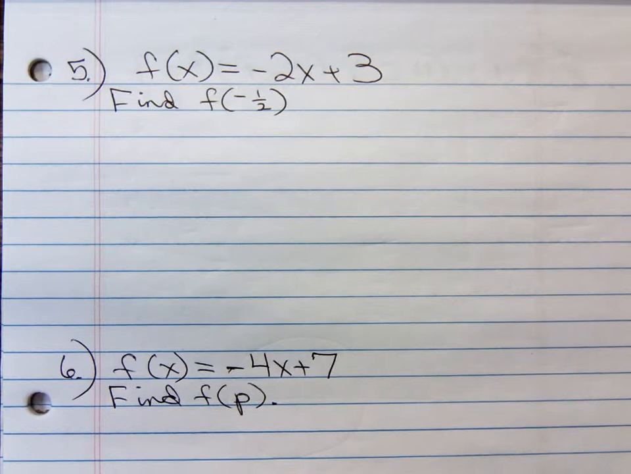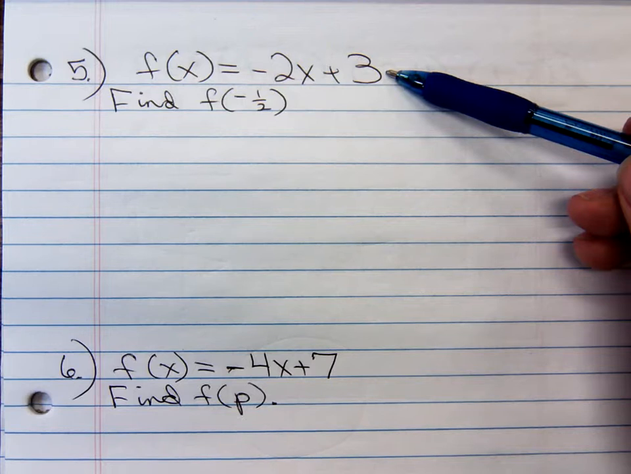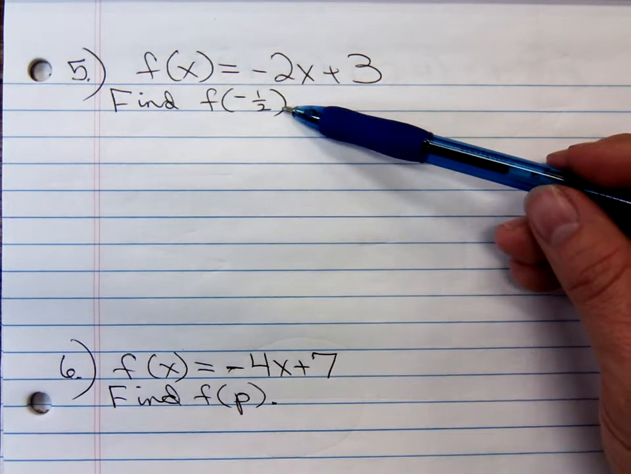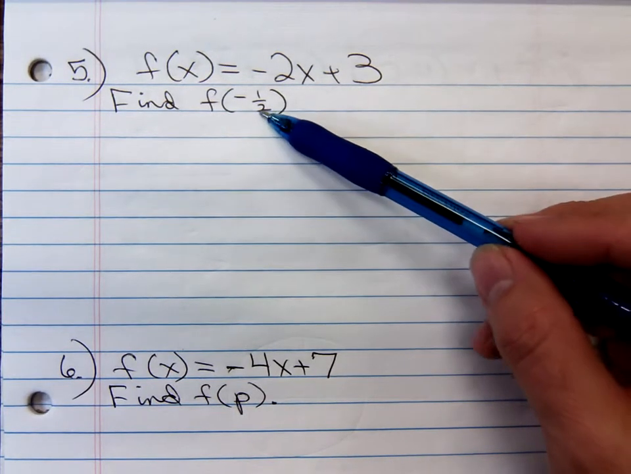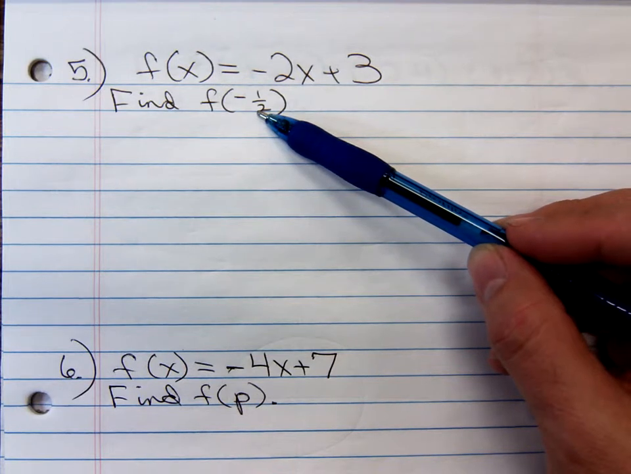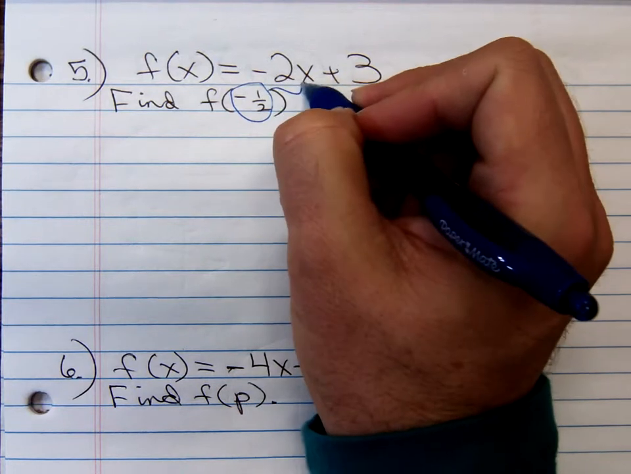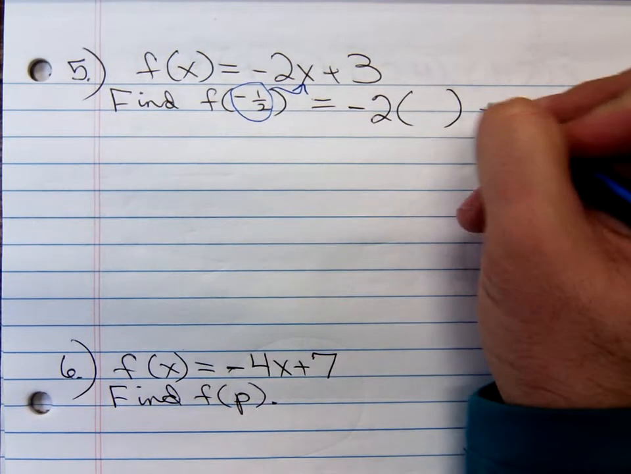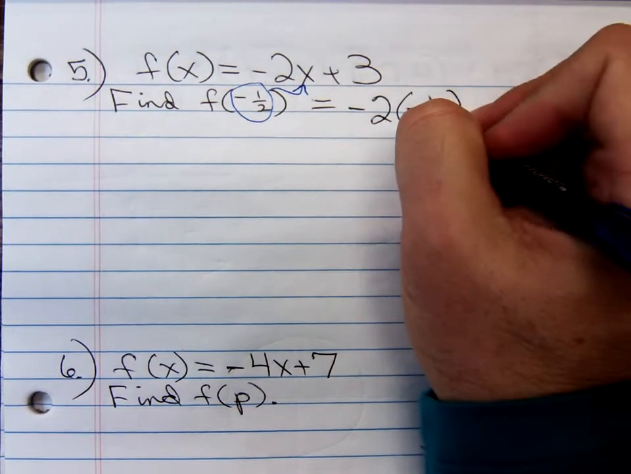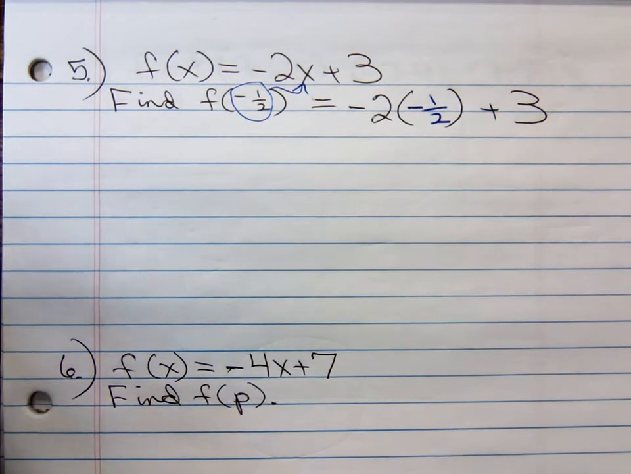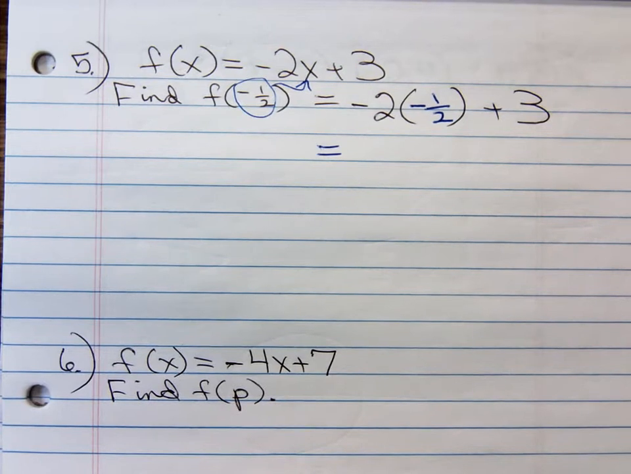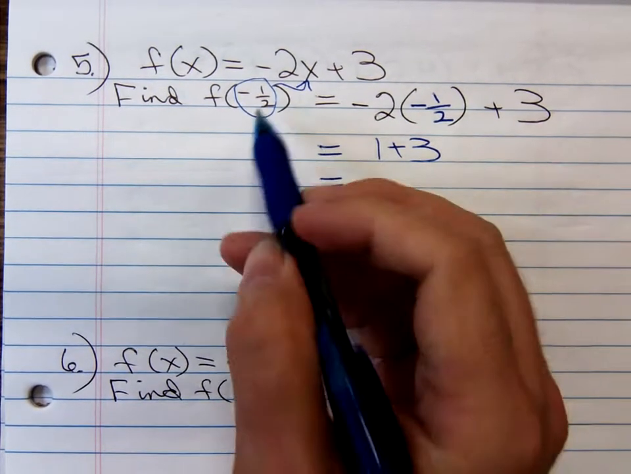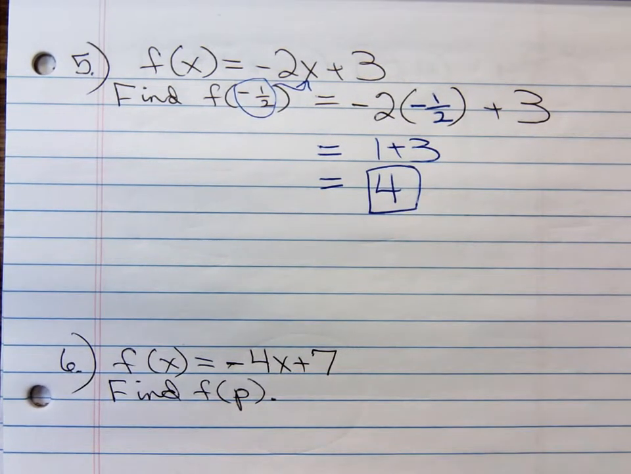And number 5, they give us f of x equals negative 2x plus 3. They want us to find f of negative 1 half. That says, go to f, wherever you see an x, plug in negative 1 half. So we'd have a negative 2 times negative 1 half, which is positive 1, plus 3. So f of negative 1 half is equal to 4. So that's what you would type into the blue box on my math lab. Whatever's inside the parentheses, that's what you plug in for x.